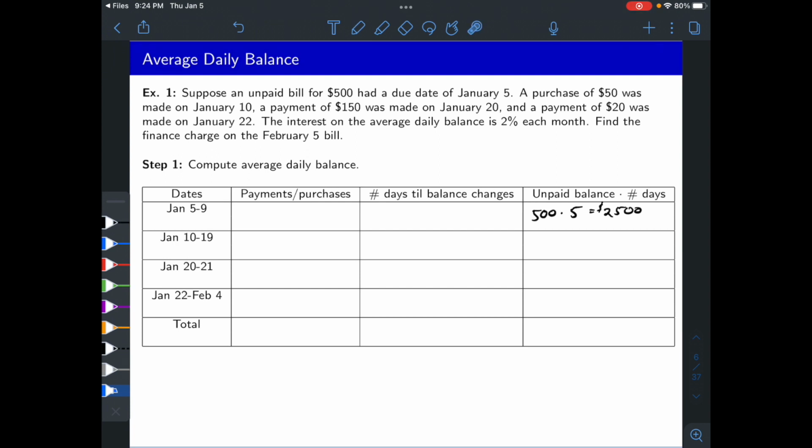Okay. So effectively, what we're doing in this column of the table is we're adding up the balance for the first 5 days. So for the first 5 days from January 5 through 9, the daily balance is going to be 500. That's not changing, and we add that up 5 times. 500 times 5, that's what we're tallying here. And then we're going to do this every time this balance changes, and then add all those up to get our total column at the bottom. Okay, so we don't really have to put anything over here because we haven't made any payments or purchases.